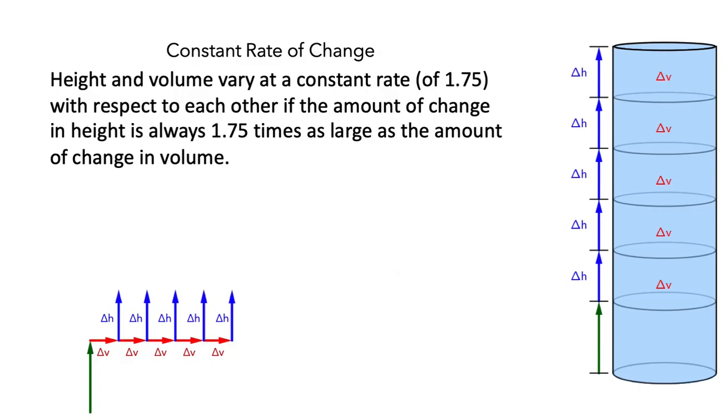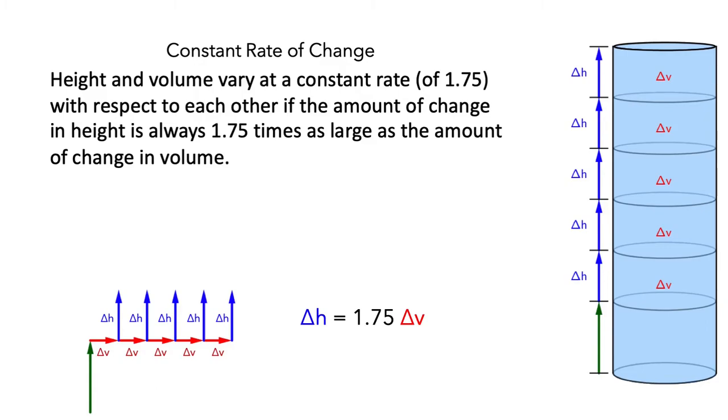It is still the case that for each of the 5 sections of change in volume, the amount of change of height is about 1 and 3 quarters times as large as the amount of change in volume. This was true whether we split the added volume into 2 equal parts or 5 equal parts, and it will be true for any way of splitting into equal parts.